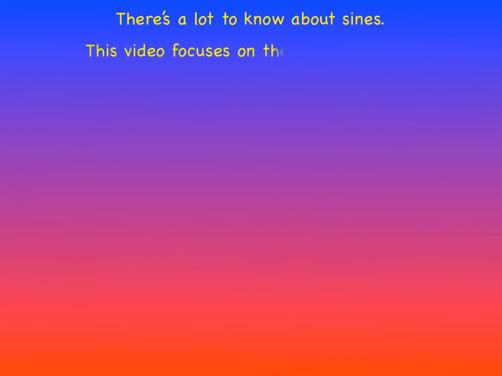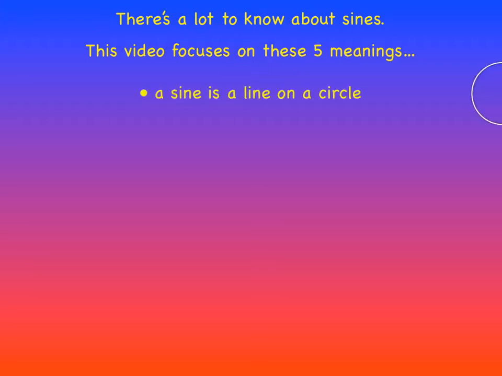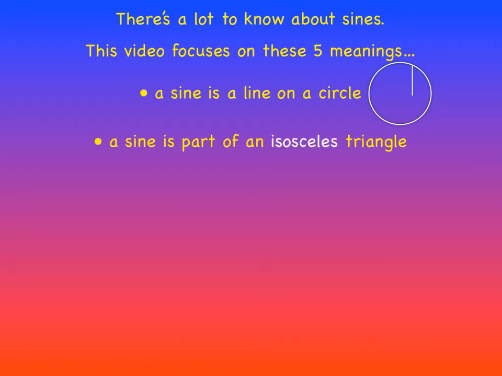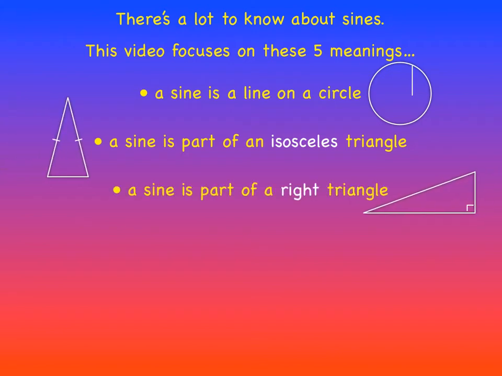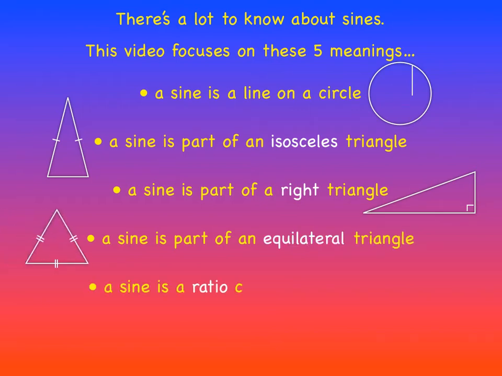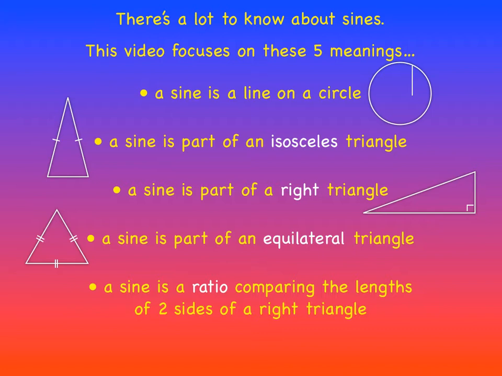There's a lot to know about sines. This video just focuses on these 5 meanings. A sine is a line on a circle. A sine is part of an isosceles triangle. A sine is part of a right triangle. A sine is part of an equilateral triangle. And a sine is a ratio comparing the lengths of two sides of a right triangle. Let's get started.